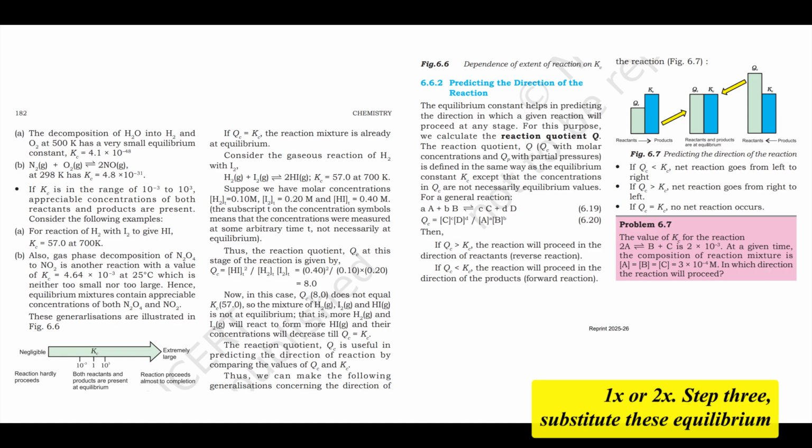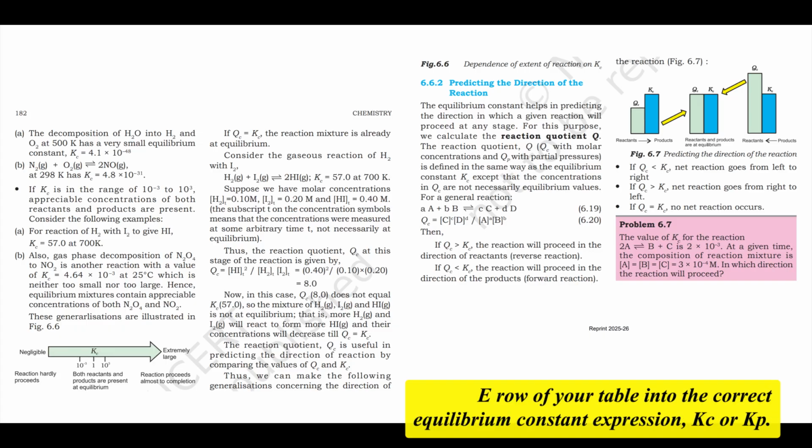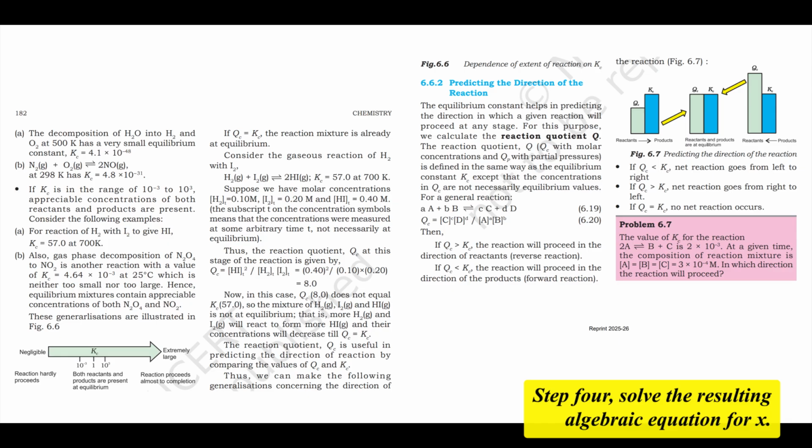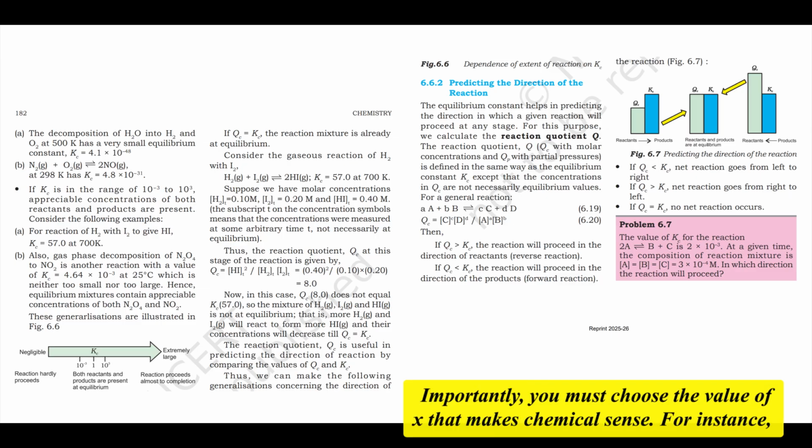Step 3, substitute these equilibrium concentrations, which are in terms of x, from the E row of your table into the correct equilibrium constant expression, Kc or Kp. Step 4, solve the resulting algebraic equation for x. This equation is often a quadratic equation, but sometimes it might be simpler, like taking a square root, or even a cubic, though less common in introductory levels. You might need the quadratic formula. Importantly, you must choose the value of x that makes chemical sense.